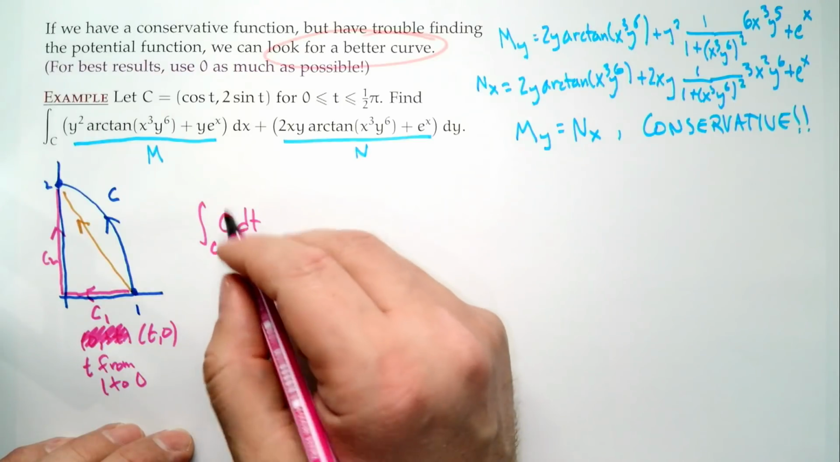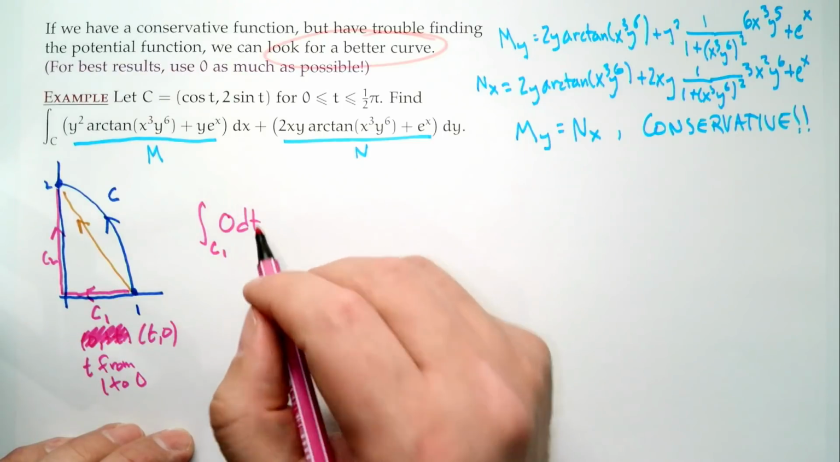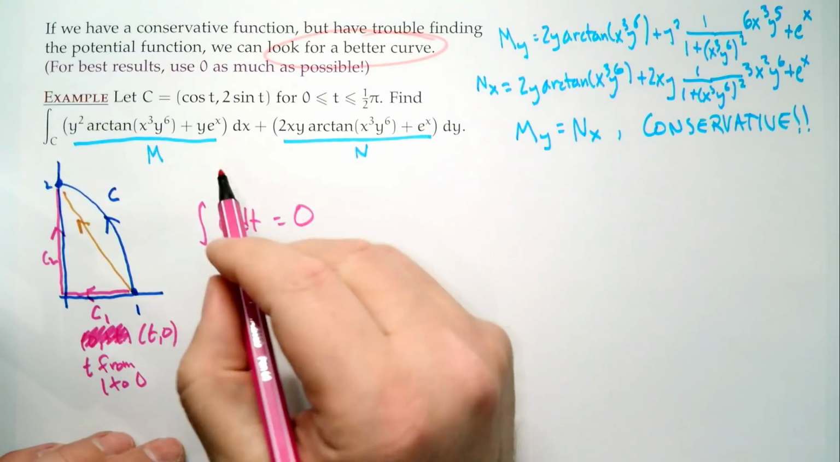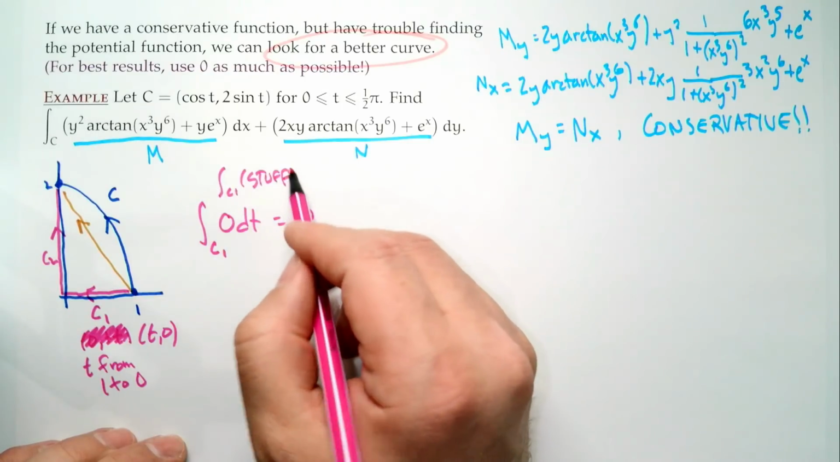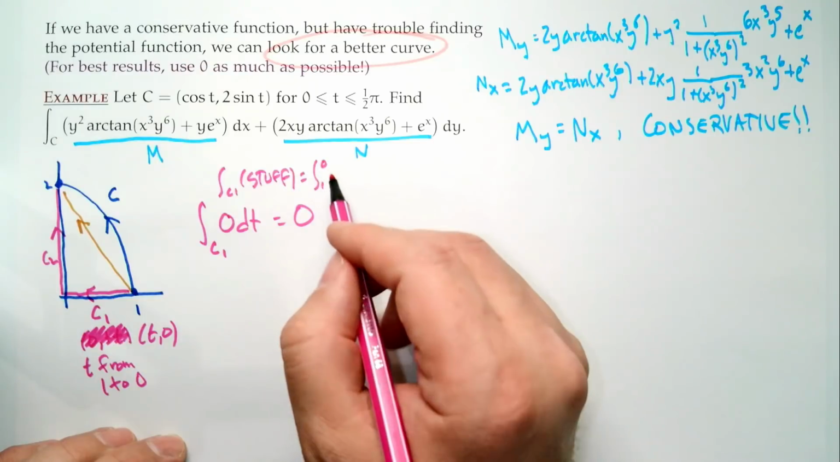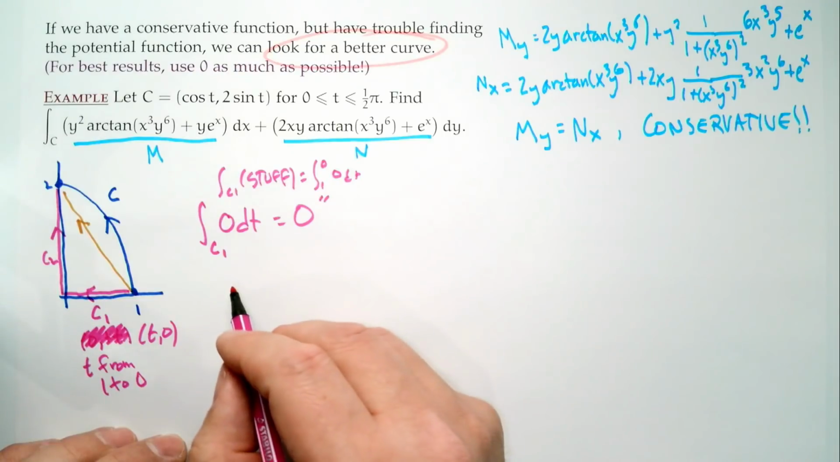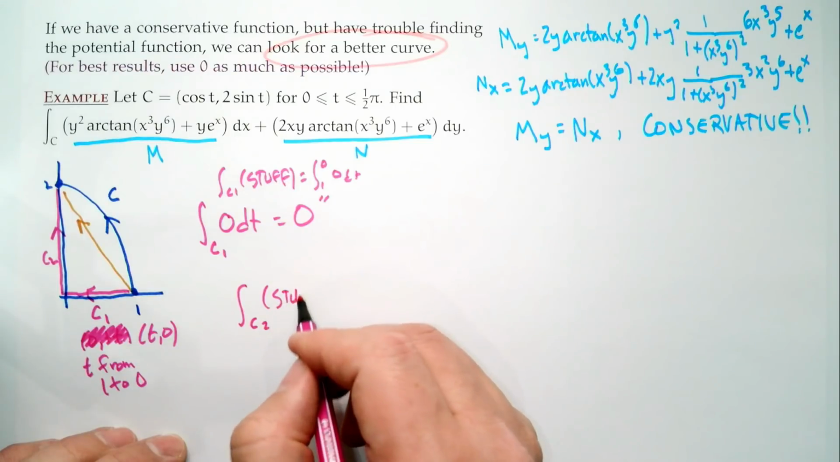The point is, everything zeroes out. Life is good. Properly, I really should say the integral along curve 1 of stuff is the integral from 1 to 0 of 0, which is 0. Okay. Let's talk about the integral along curve 2 of, we'll be more precise here, stuff.